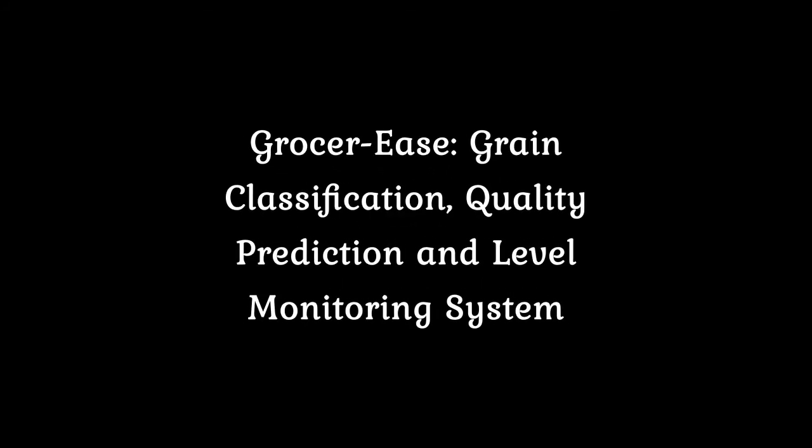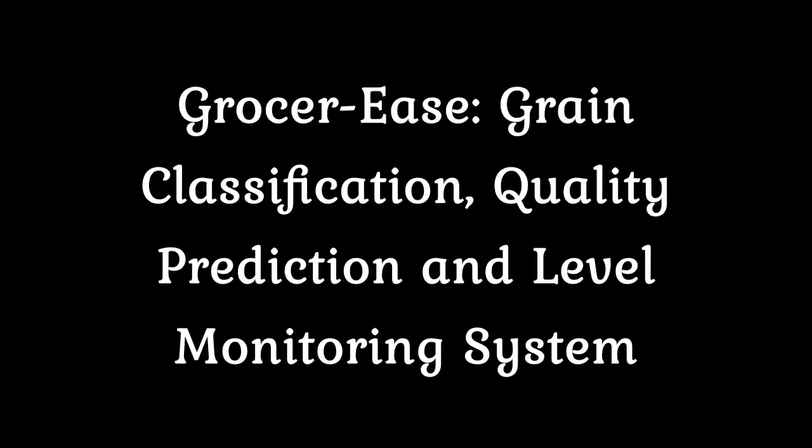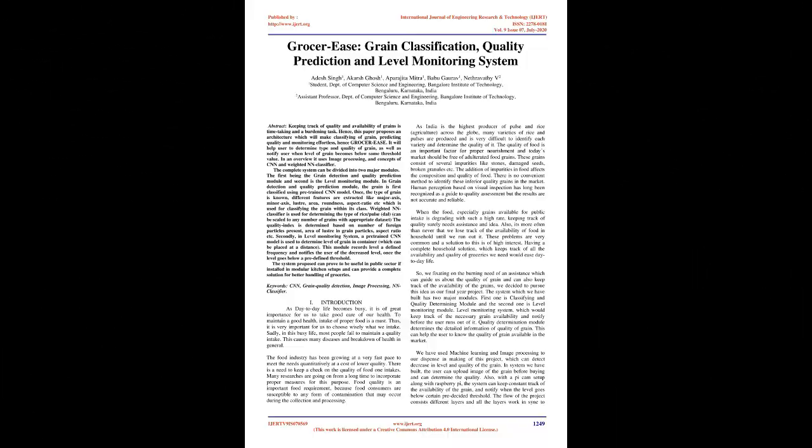Grocer-Ease: grain classification, quality prediction, and level monitoring system. Abstract: keeping track of quality and availability of grains is a time-taking and burdensome task. Hence, this paper proposes an architecture which will make classifying grain, predicting quality, and monitoring effortless, hence Grocer-Ease.